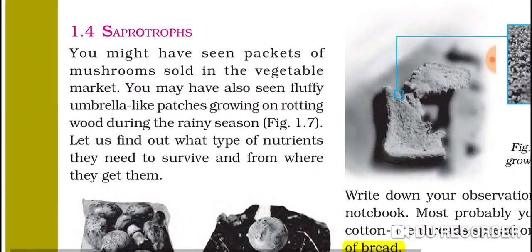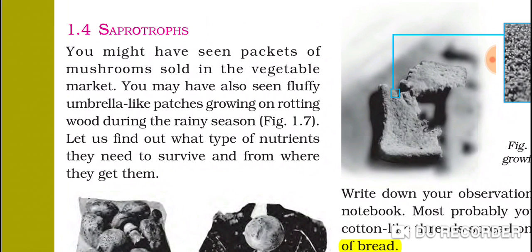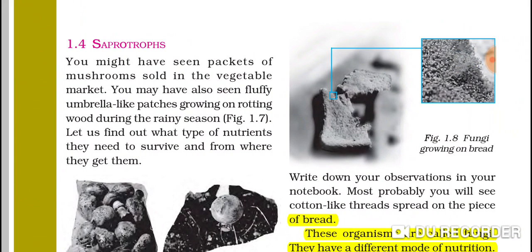Now the next plants are the saprophytes. So what are saprophytes? You have already seen that if we keep bread outside, for 2 to 3 days there are some white hair-like structures which grow on it. These are known as fungi. These are known as saprophytes. Saprophytes do not have chlorophyll.